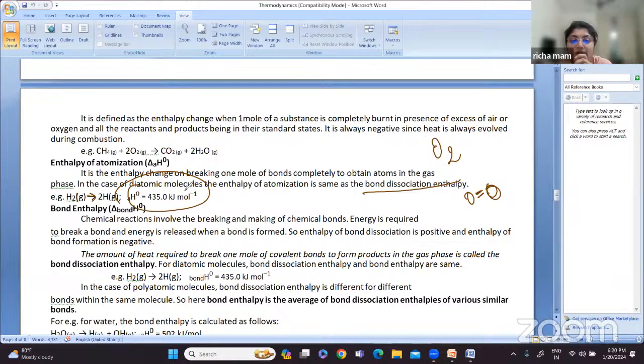Then what do you mean by bond dissociation enthalpy? Just now I told you, that is the heat required to break 1 mole of covalent bonds to form products in the gaseous phase. It's called the bond dissociation enthalpy. Fine. So these are some of the important terms which you need to know.